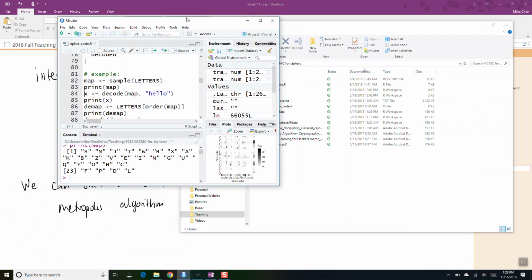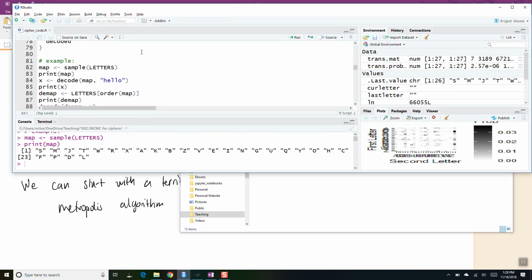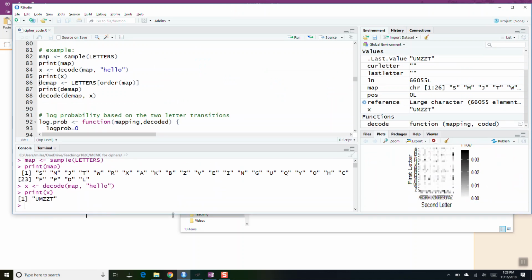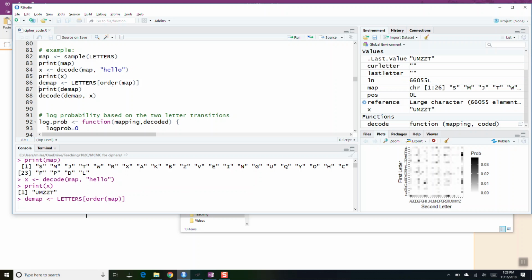Shrink this, move this up a little bit higher. Okay, and so here is the word hello got mapped to UMZZT, all right? And we can see, okay, well, L got mapped to Z, right? Because it's the last letter here, and that's what happened, okay? All right, and then DMAP just undoes this, okay?